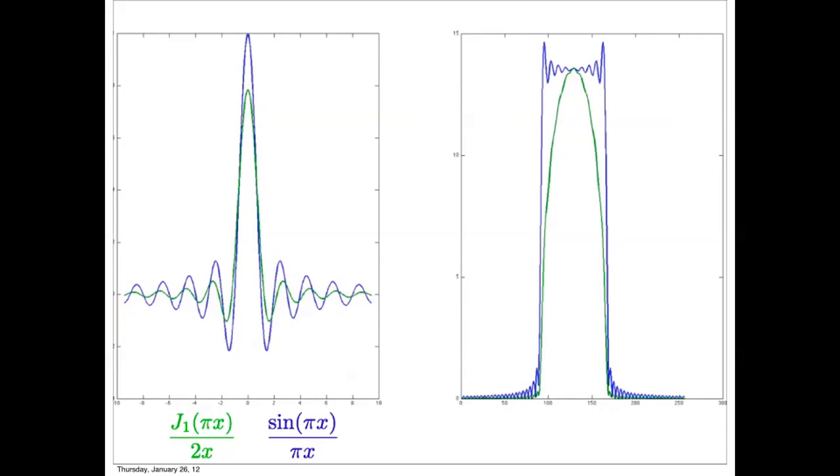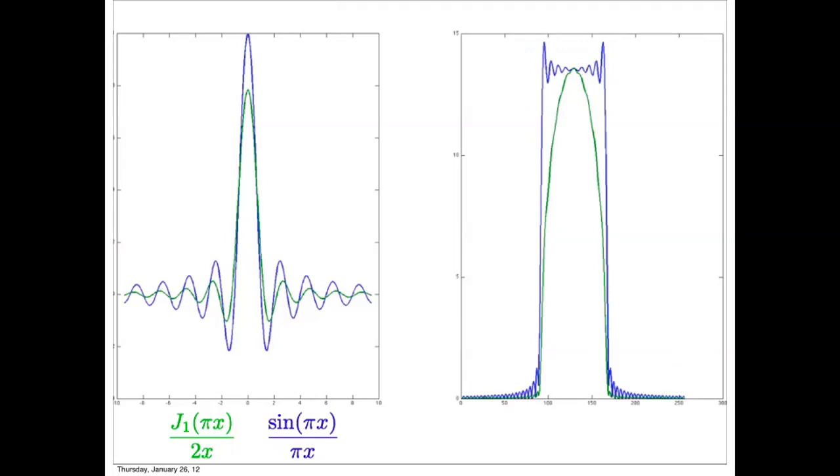First of all, the zero crossings are not the same. They're not equispaced for a jinc function. And the other thing is that the jinc function actually decays faster than a sinc function. So they're slightly different. The one-dimensional Fourier transform of a sinc is a rect. This is a truncated sinc, so yeah, it's a rect, but with artifacts.